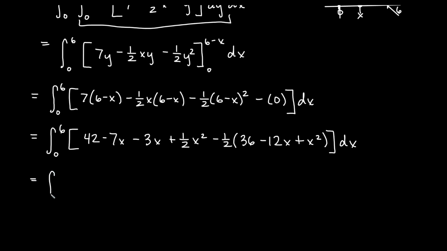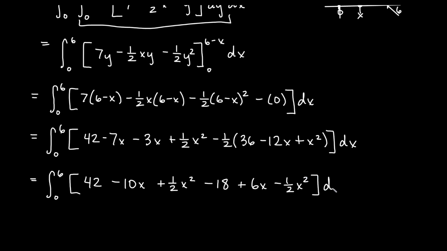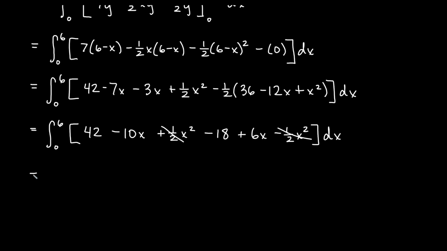All right, we're going to do this in more than one step, I think. We'll hurry along with it, though. So we get 42 minus 10x plus 1/2 x squared minus 18, distributing the half, plus 6x minus 1/2 x squared. So the nice thing, I guess, we get here is that the x squared's reduced to 0, and then we just have some constant and some x left over. So we have 42 minus 18, that'll be 24 there, and then negative 10x plus 6x will give us minus 4x. And we'll integrate that dx from 0 to 6.